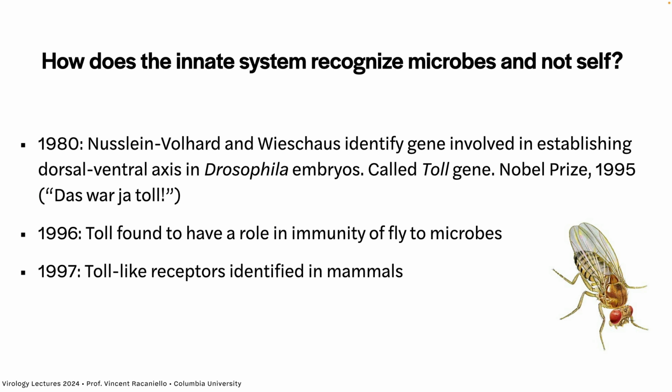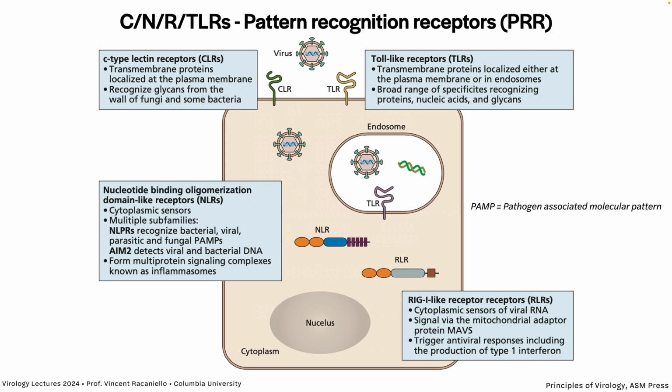You can find out really neat and important stuff, because now this has led to a whole new area of research of receptors that distinguish foreign from self. We call these pattern recognition receptors, or PRR. There are four different categories shown here. There are C-type lectin receptors that recognize glycans, basically, in pathogens. There are toll-like receptors, as we just found in Drosophila. These are transmembrane proteins that recognize foreign proteins and nucleic acids. There are nucleotide binding receptors in the cytosol, and there are RIG-I-like receptors in the cytosol as well.